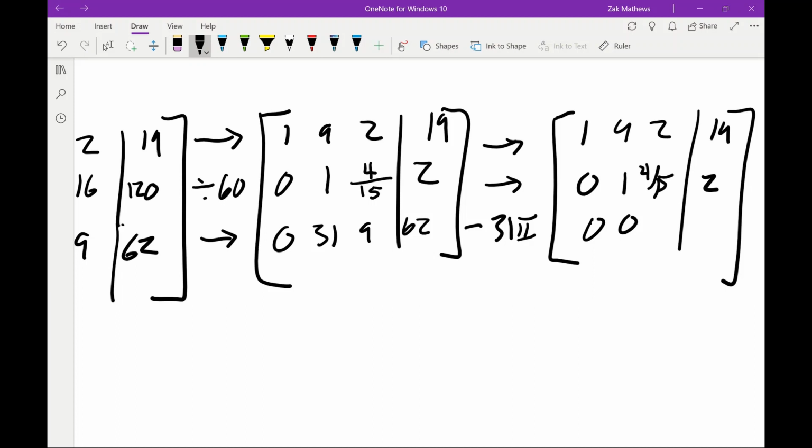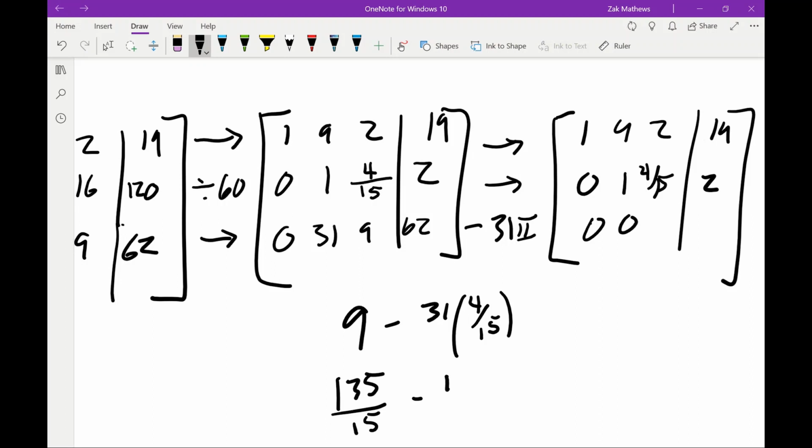So that one's going to need to get a common denominator. I'll write it down just so I can see what I'm doing. So 9, if we were to find a common denominator, would be 135 over 15, I'm pretty sure. Let me just double check that before I move on. 124 rather, over 15.